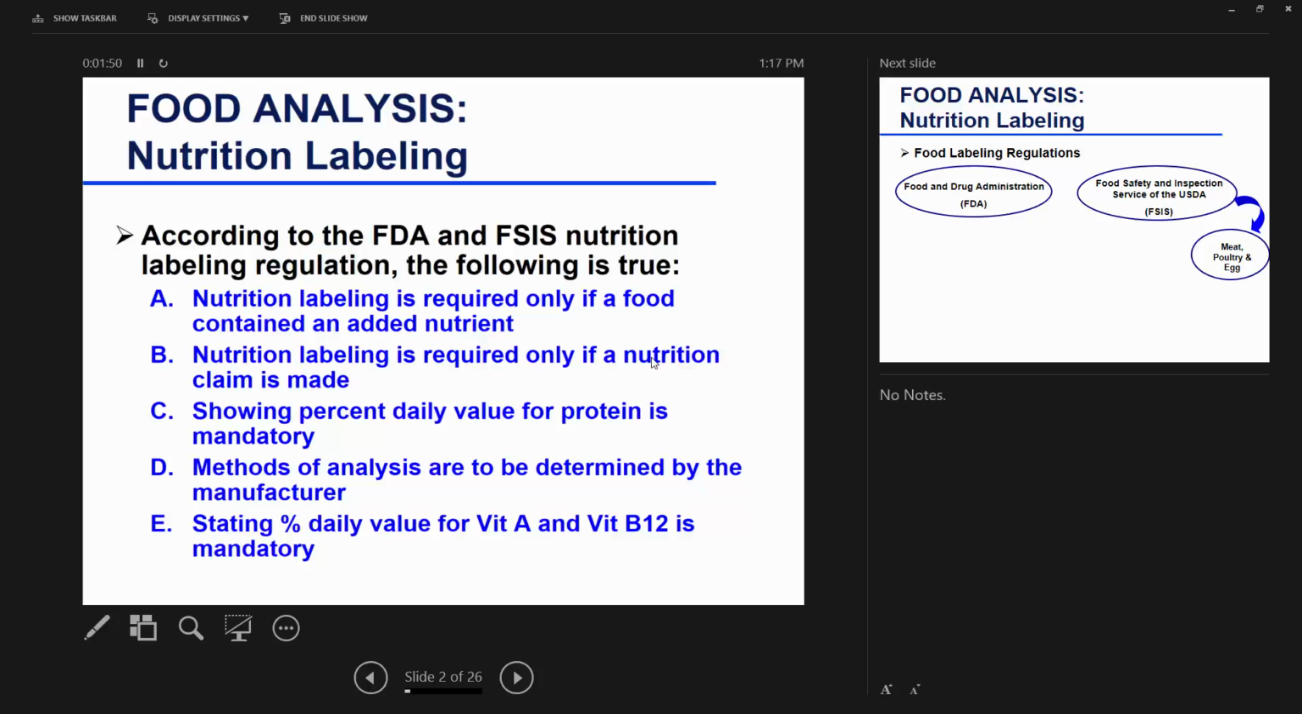All of these are incorrect. Nutrition label is required. Now this was in 1973, the year I was born.